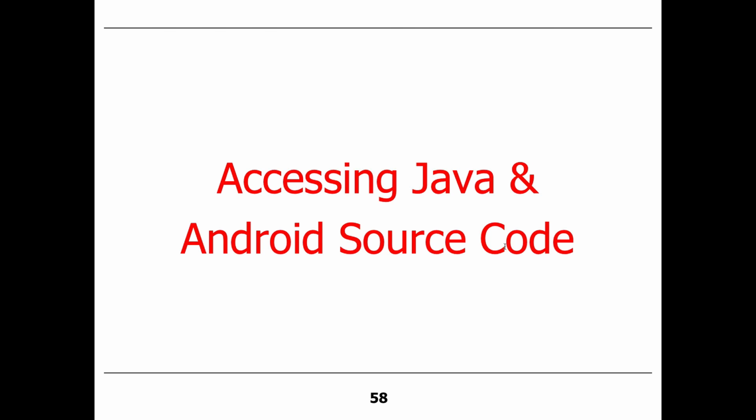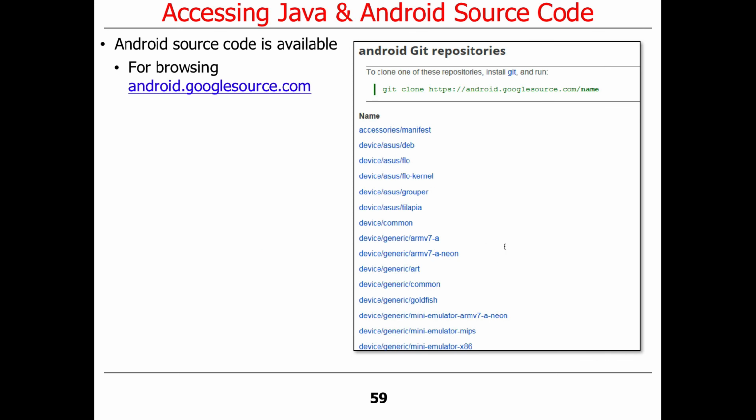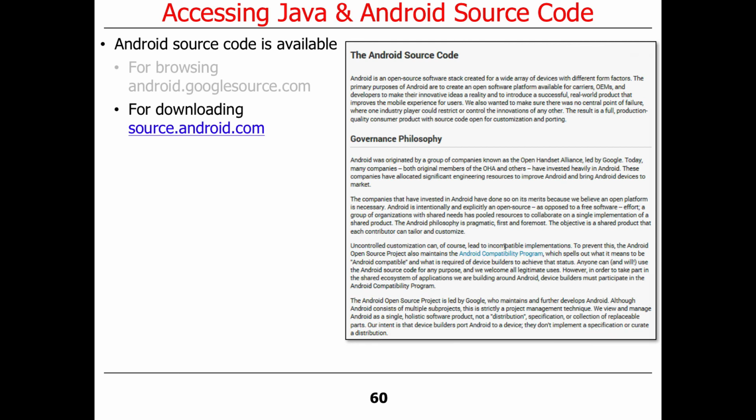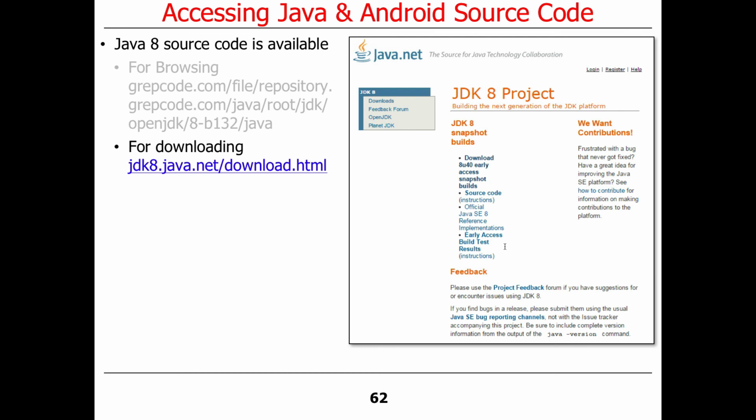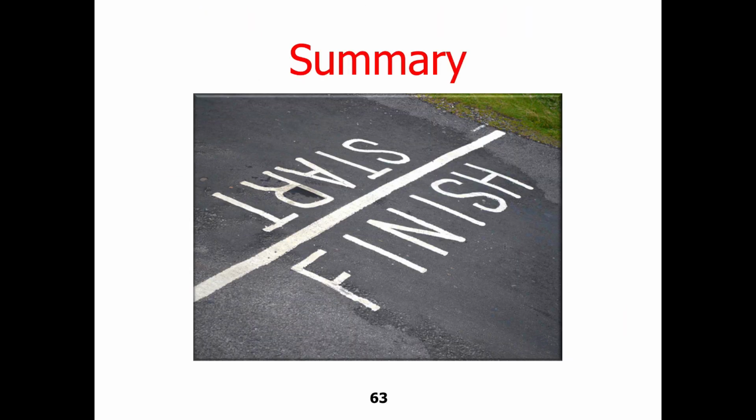Obviously, if you have an Android phone that's running recent versions of Android, you can use that too. One of the cool things about Java and Android is that you can get access to the source code. You can get access to the source code for Android for browsing at this link. You can also download it from this link. Worth doing. We'll cover some of the code in the class. You can also browse and download the Java 8 source code. I look at the code quite frequently. It's really quite interesting, especially with respect to concurrency and synchronization. A lot of cool stuff you can learn there.